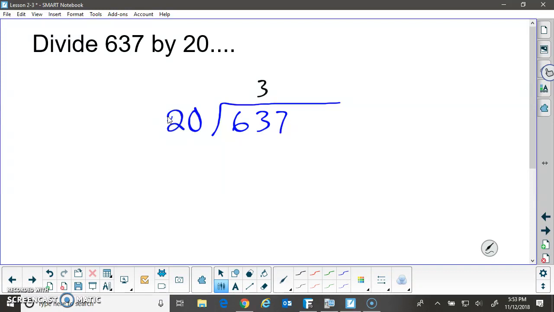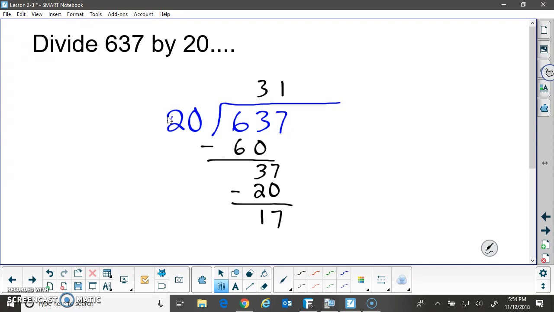Then we take the 3 on the top, multiply it by the divisor, 20, write it underneath, and then we would draw a line and subtract the 60 from the 63. Well, that would give us 3, and then you'd bring down the next digit of 7, and you'd do the same process again. You'd say how many times does the divisor 20 go into 37, and that's once. Put the 1 up on top, take 1 times the divisor, write it underneath, subtract, and we get 17.